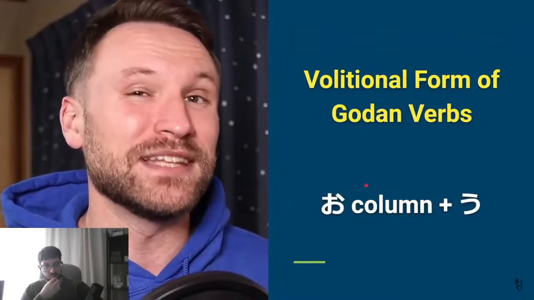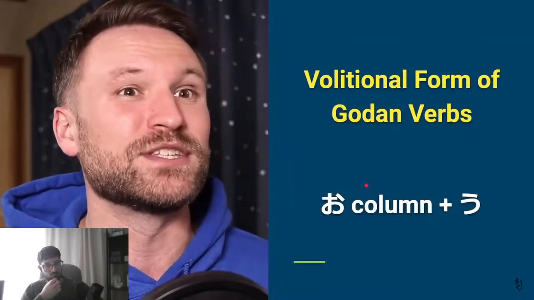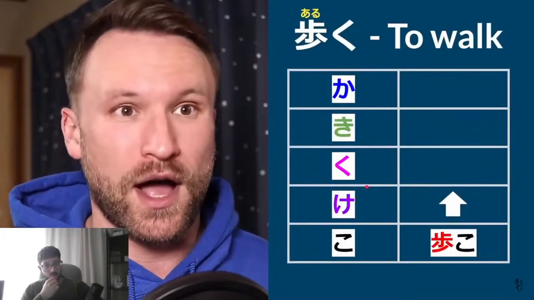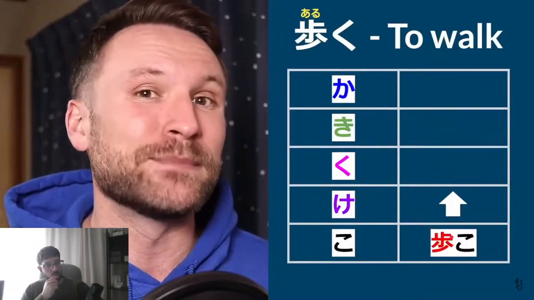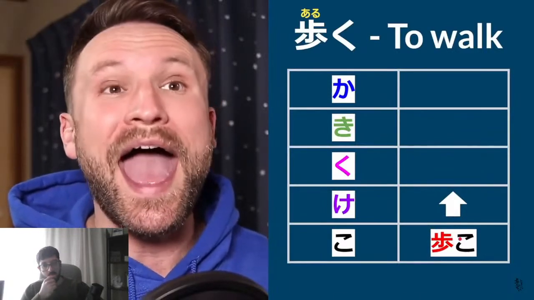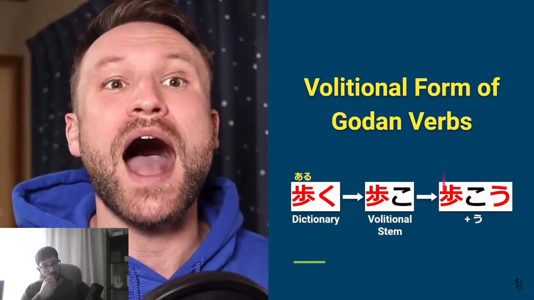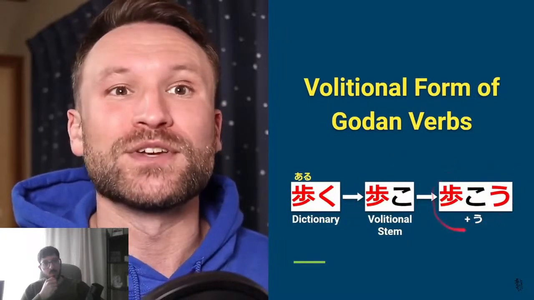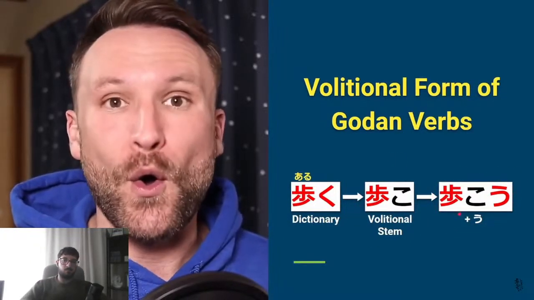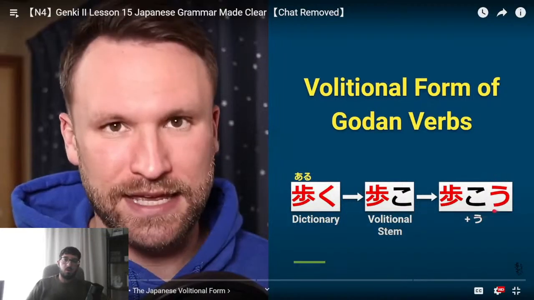Now, to make the volitional form of Godan verbs, what you do is you move down to the o column. So aruku becomes aruko, and then you add u. So aruku, aruko, aruou. So you extend it. It's basically extending it, with an o. Okay, let's write them.